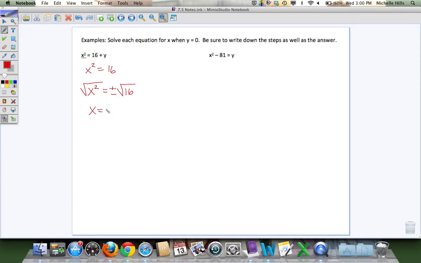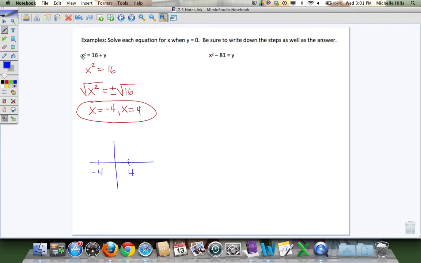Well, one of my choices is negative 4. Negative 4 times itself is positive 16. The other choice is positive 4. Positive 4 times itself is 16. So that's that plus and minus to get me my two solutions. Remember, that means if I graph this parabola, it would cross the x-axis at positive 4 and at negative 4.